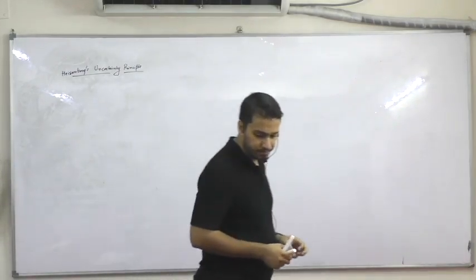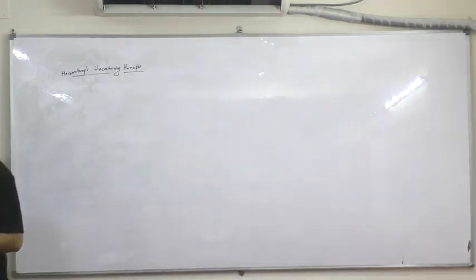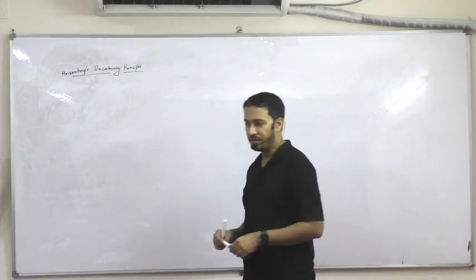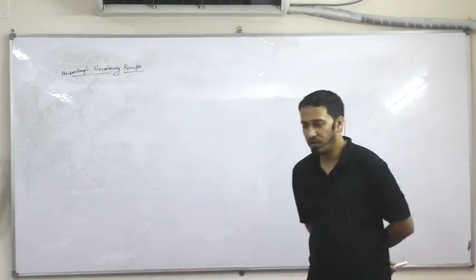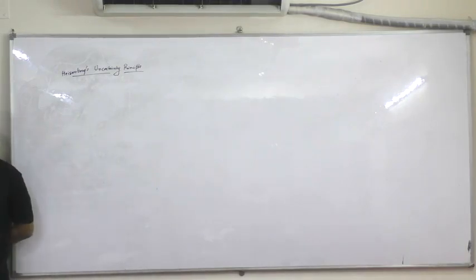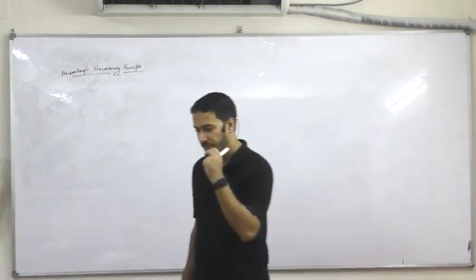Heisenberg's uncertainty principle. Write down: the position and momentum of a particle cannot be accurately determined simultaneously.